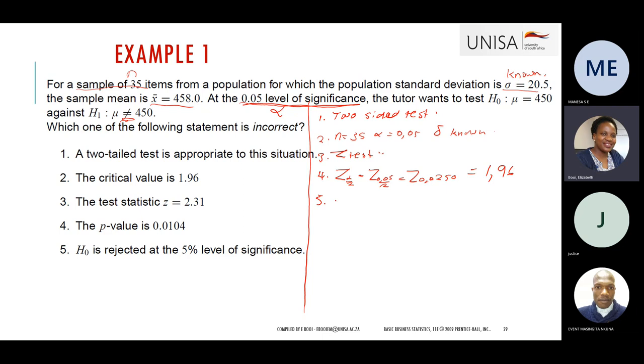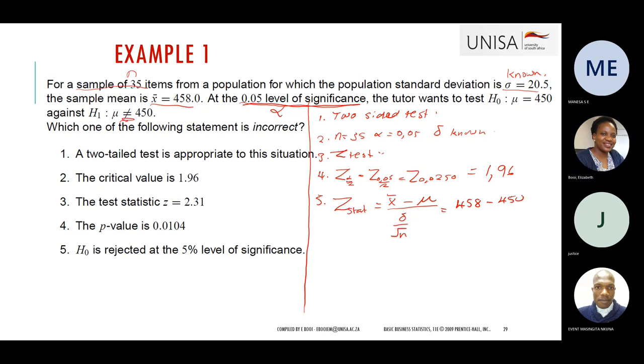Step number five is to calculate our z test statistic, which is z stat equals the sample mean minus the population mean, divided by the population standard deviation divided by the square root of n. So that is 458 minus the population mean, which is always stated in the hypothesis testing, 450, divided by the standard deviation of 20.5 divided by the square root of our n, which is 35.